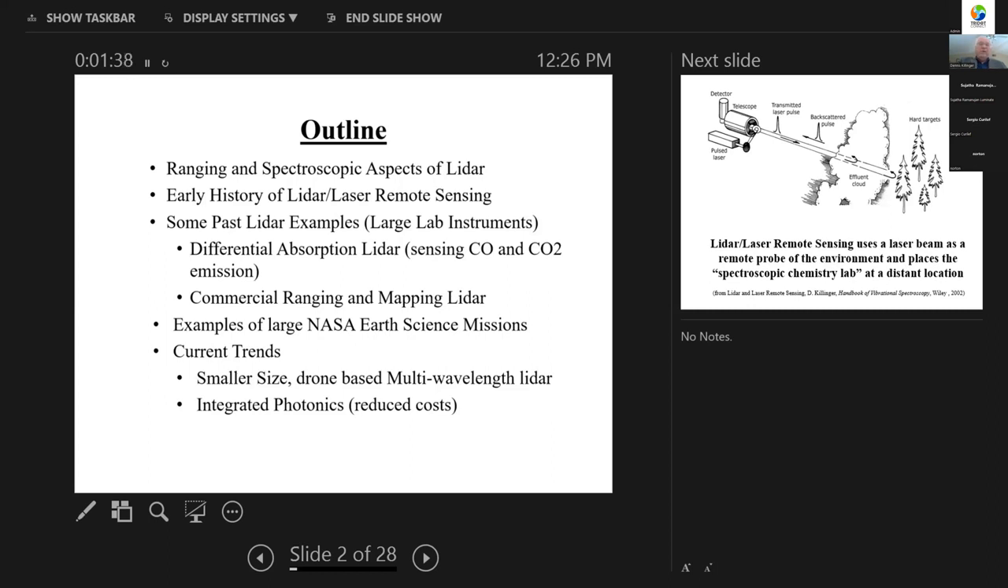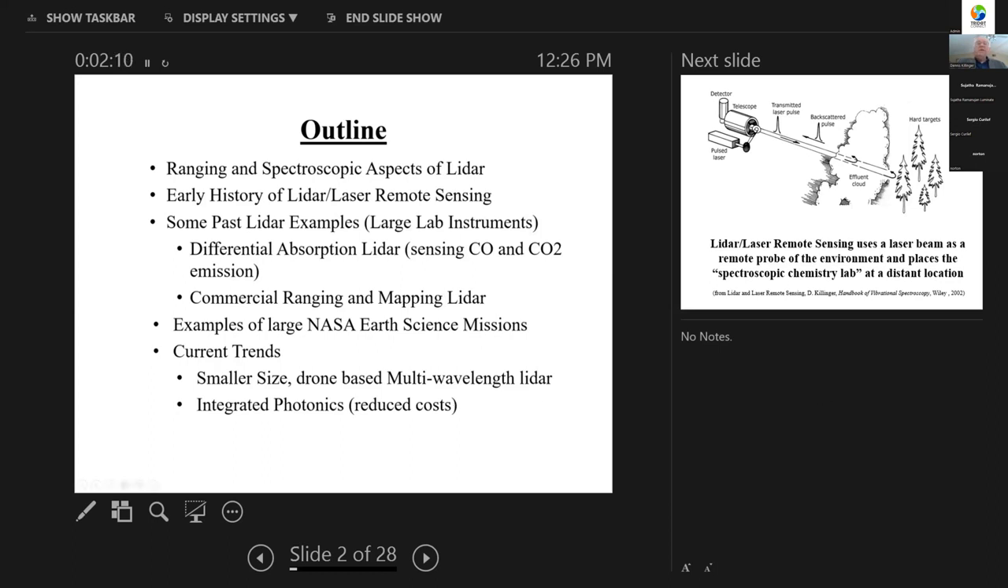There are many large satellite systems using laser remote sensing, including NASA and also ESA, the European Space Agency, and other countries, Japan and other people. And then some of the trends I want to go over, some of the smaller size ones, multi-wavelength Lidar being used in drones or just a single wavelength Lidar. And then the importance of integrated photonics, which is making them smaller and cheaper.